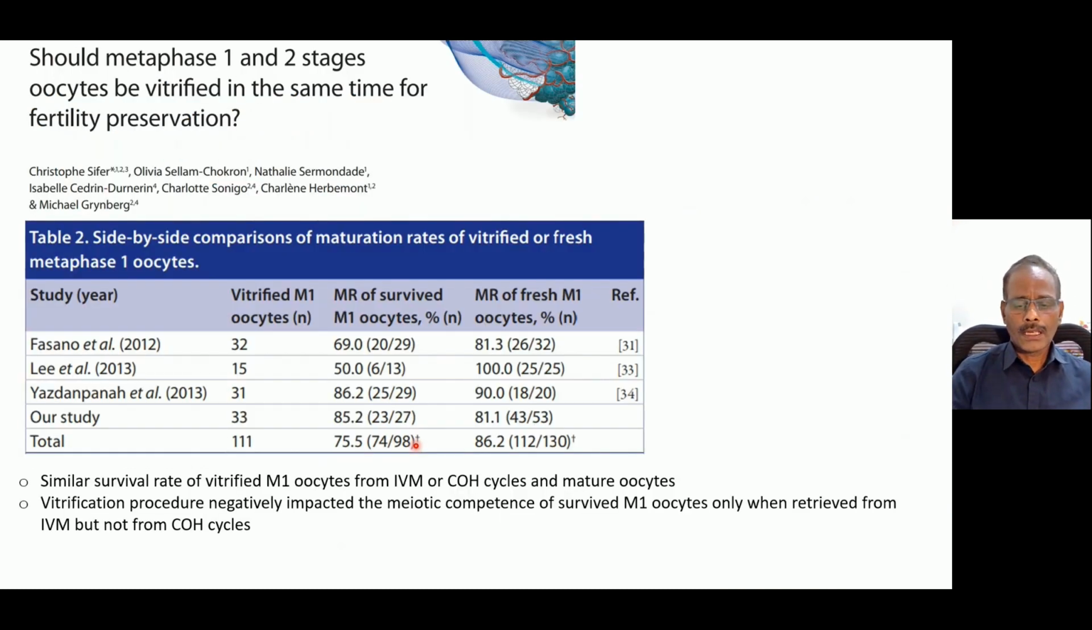Sometimes we also get a cohort of metaphase 1 oocytes along with metaphase 2 oocytes. So there's a study which compared the outcome when vitrification was done with the metaphase 1 oocytes. And the study has shown that by vitrifying metaphase 1 oocytes, you can get a comparable survival rate, and there is not much of a difference with respect to outcome. But the study has also shown that if the M1 oocytes are derived by in vitro maturation, then their meiotic competence is compromised when compared to freshly retrieved metaphase 1 oocytes.